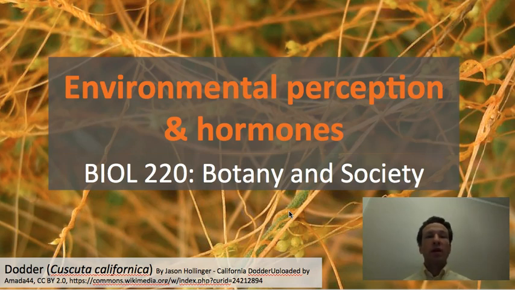So for a plant like dodder, perceiving its environment is really important because the other plants that it parasitizes are part of that environment. And so it needs to make decisions. For example, do I continue wrapping around this plant to parasitize it, or do I instead send off shoots towards other plants and seek new hosts?